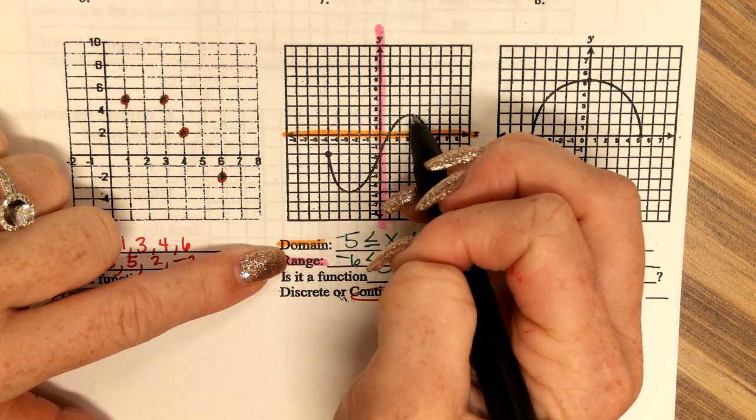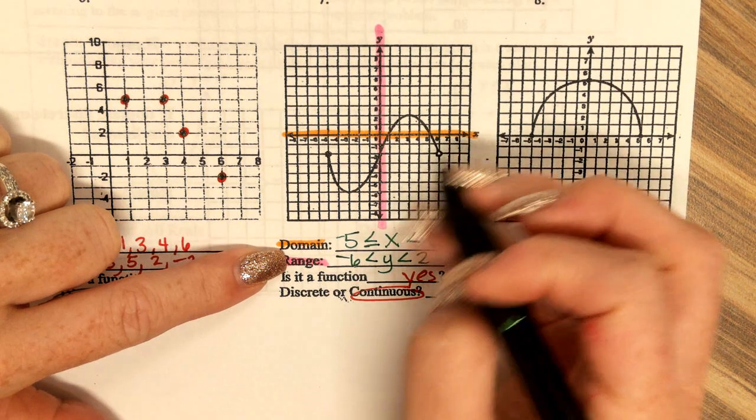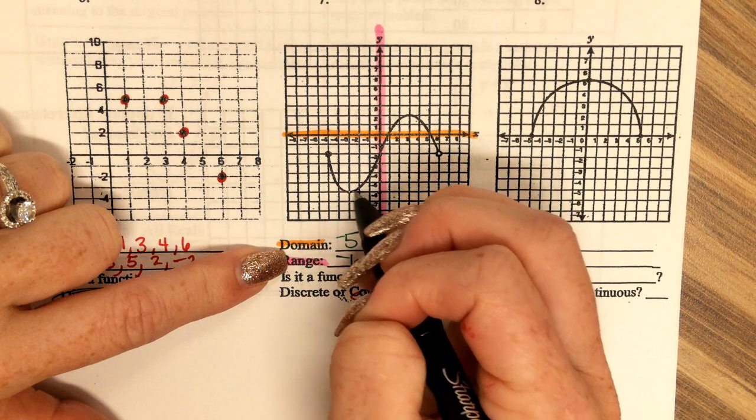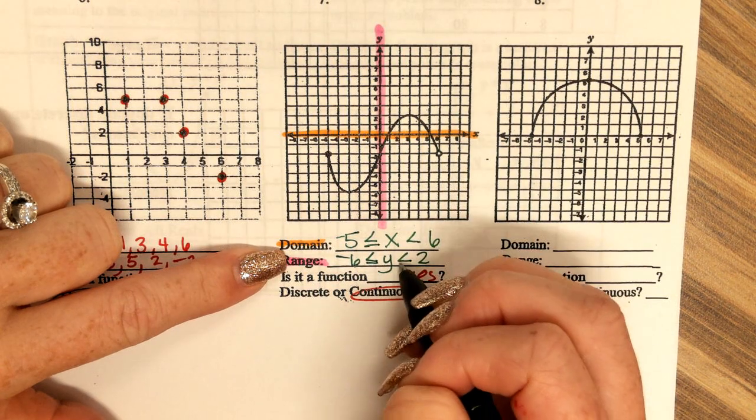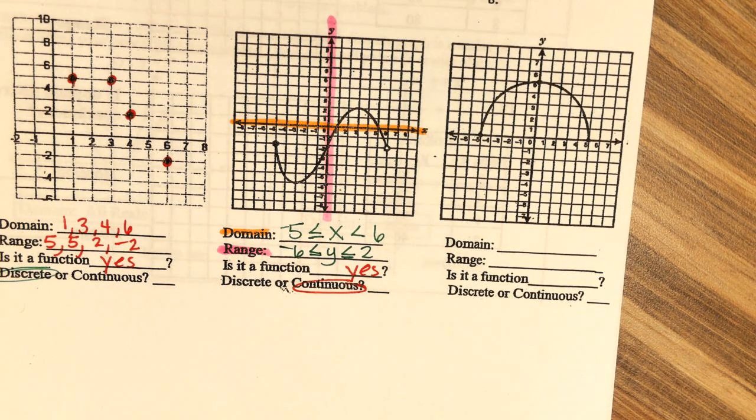What is the highest point on the y-axis? 2. Can it be -6? Yes. Can it be 2? Yes. All right, try the last one on your own.